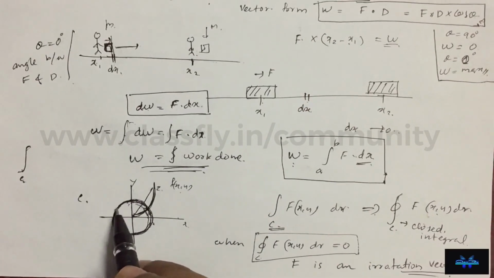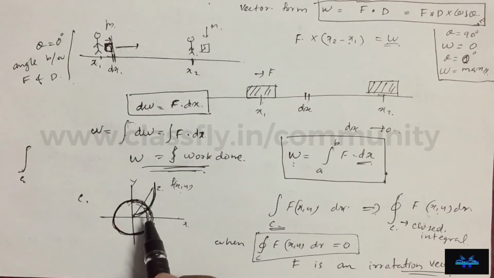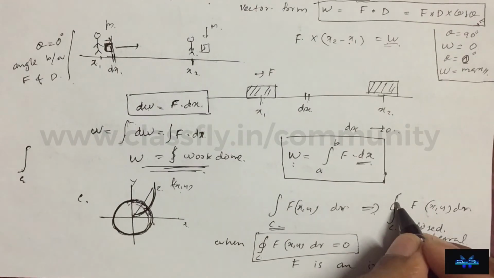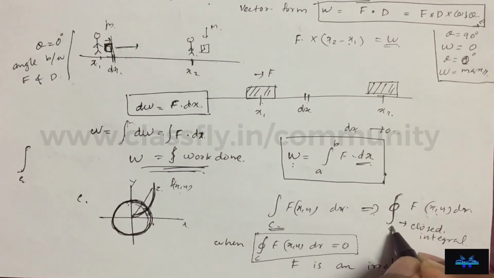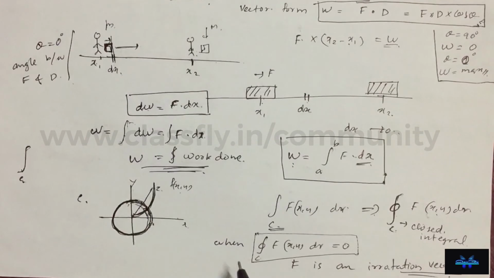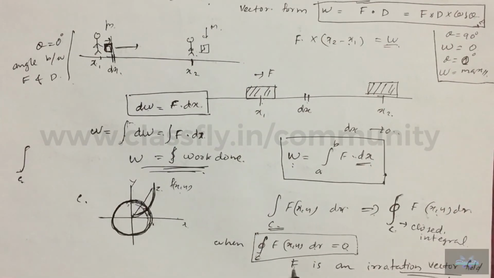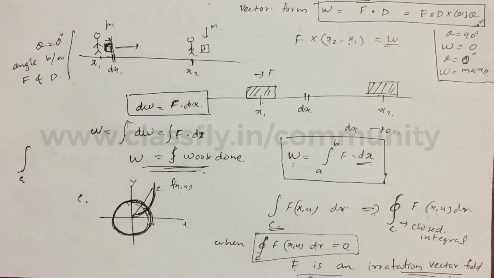If the curve is completely closed, then we have to write the closed integral, and this is a condition: when the closed integral over C f of xy dr is equal to 0, then this vector field is an irrotational vector field. Okay, this is just a condition. You have to learn this one by heart.